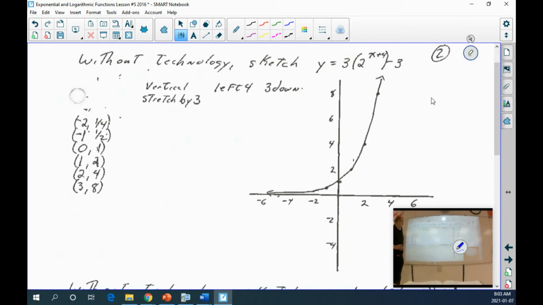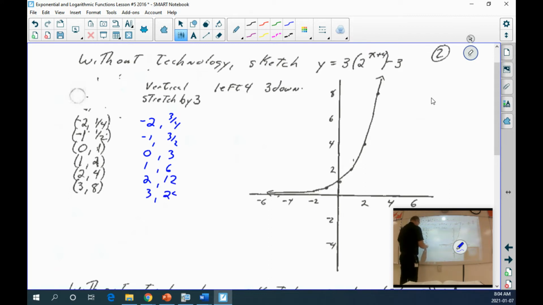Here's what we were doing. I did actually plot it. So to vertically stretch it by, here's a data table. We just plugged in some values of x and got out our y's. To vertically stretch it by a factor of 3, this becomes negative 2, 3/4, negative 1, 3/2, 0, 3, 1, 6, 2, 12, and then 3, 24. Then to move it 3 left, it's going to be negative 5, 3/4, and so forth.